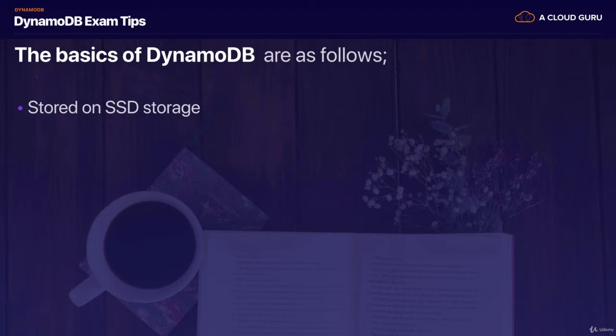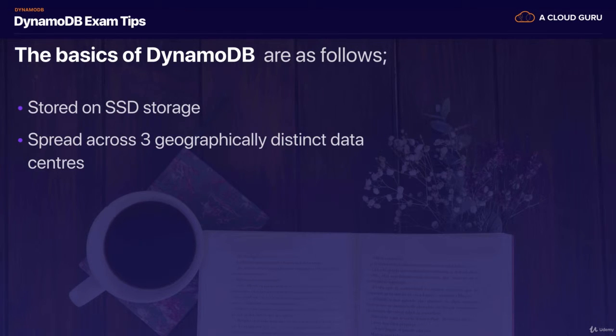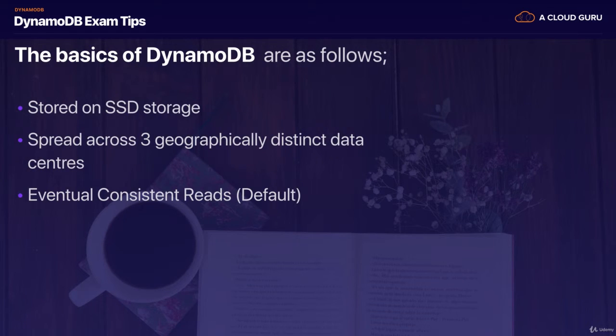So going into your exam, just remember it's stored on SSD storage. It's spread across 3 geographically distinct data centers. You probably want eventually consistent reads. You get this by default. So long as your application writes to the table and then won't read that data within the first second, then you want eventually consistent reads. If it is going to read that data within 1 second of it being written to the table, then you want strongly consistent reads.